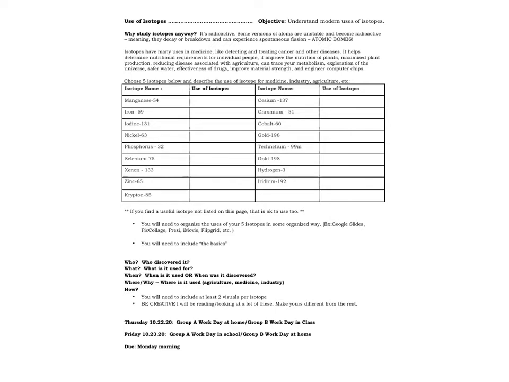So part of your job today and tomorrow, so you'll have 2 days to work on this, you want to organize your 5 isotopes so you can pick from the list, okay? If there's a different isotope that you really want to do, that's fine. You can do that, but this is at least a suggested list for you to start with, okay? You're going to select 5. You then need to organize those 5 into some type of presentation mode.